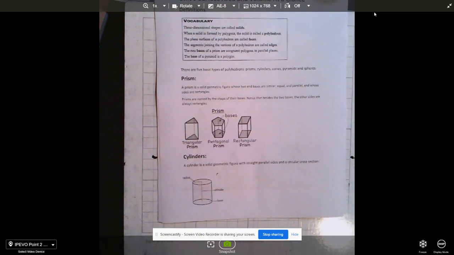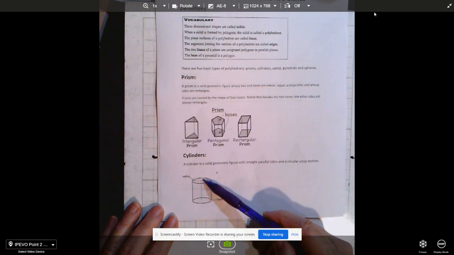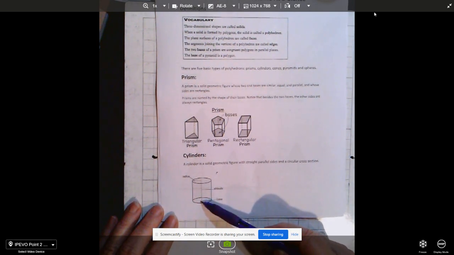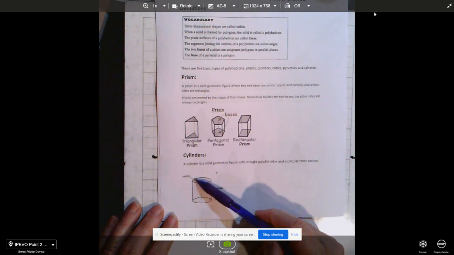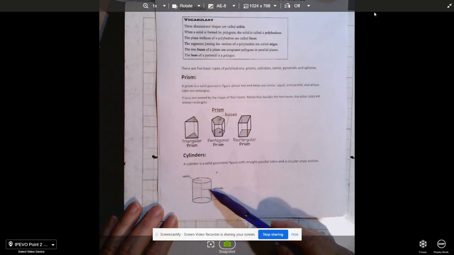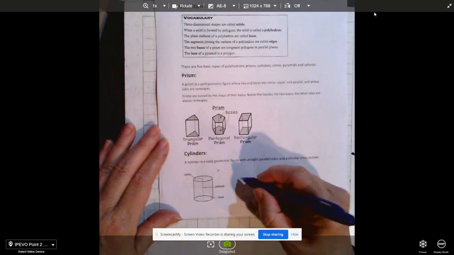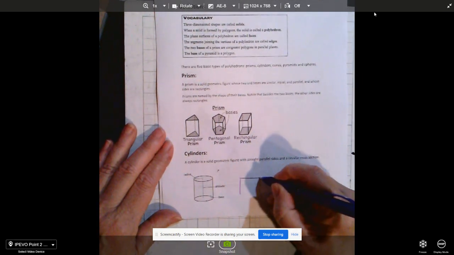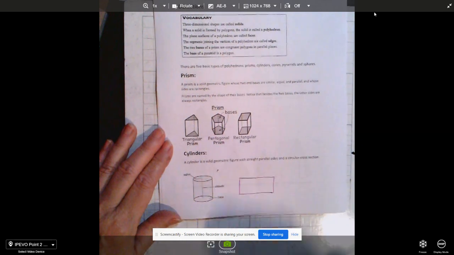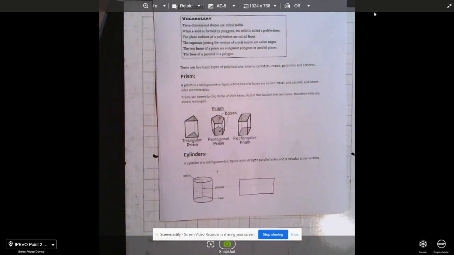Cylinders actually have some very similar properties to prisms because they also have 2 parallel bases that are exactly the same shape. So this one here would be a circle, and this one here would be a circle. And if I opened this side up, it would be a rectangle. If you think of a soup can, if I took the label off and stretched it out, that's what it would look like. So this side over here, if I peeled that open, it would look like a rectangle.